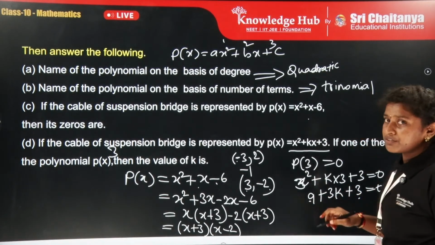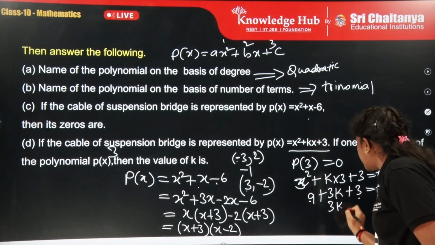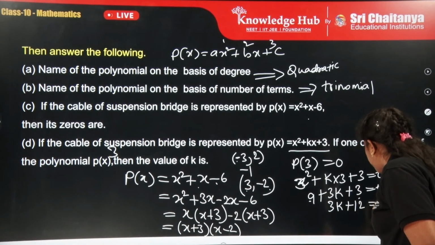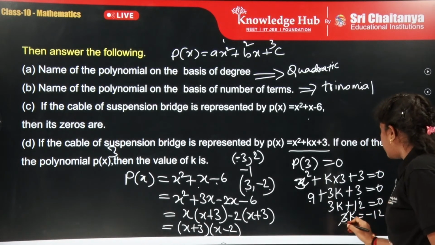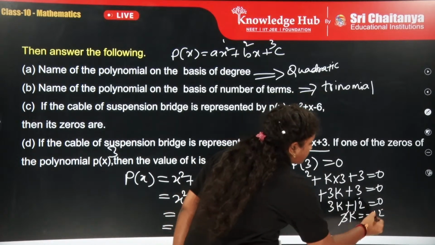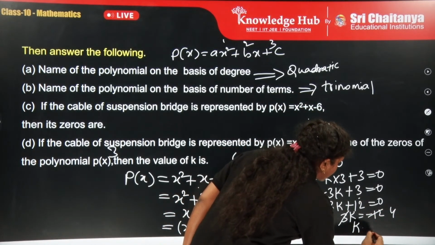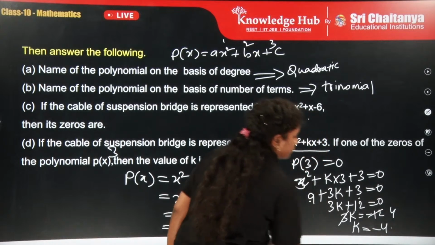So now 9 plus 3 will give you 12. So here it will become 3k plus 12 equals 0. And here it will become 3k equals minus 12. Now 3 will cancel, minus 12 by 3 is minus 4. So finally you will get your k value equals minus 4.